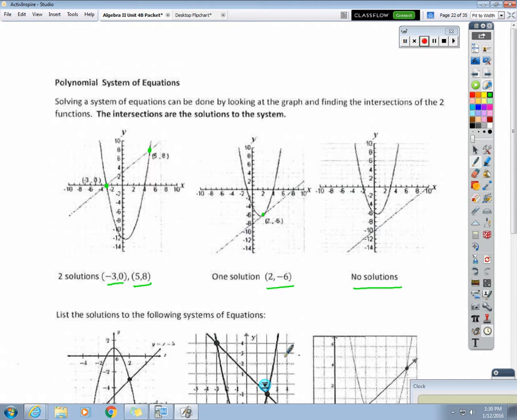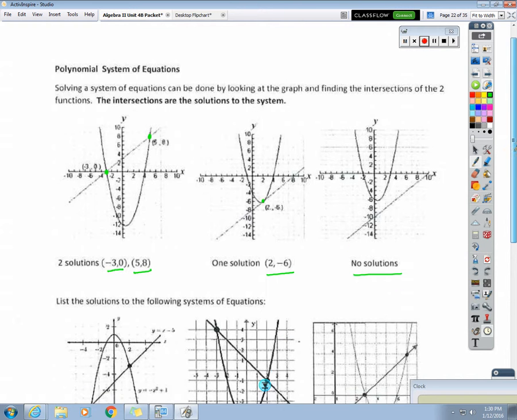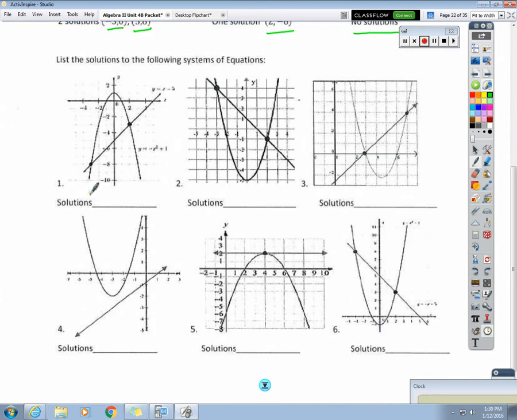Any questions so far? Okay, let's try a few together. Let's look at number 1. List the solutions to the following systems of equations. Well, for this one, how many solutions are we going to have? 2. 2 solutions. One right here and one right here.